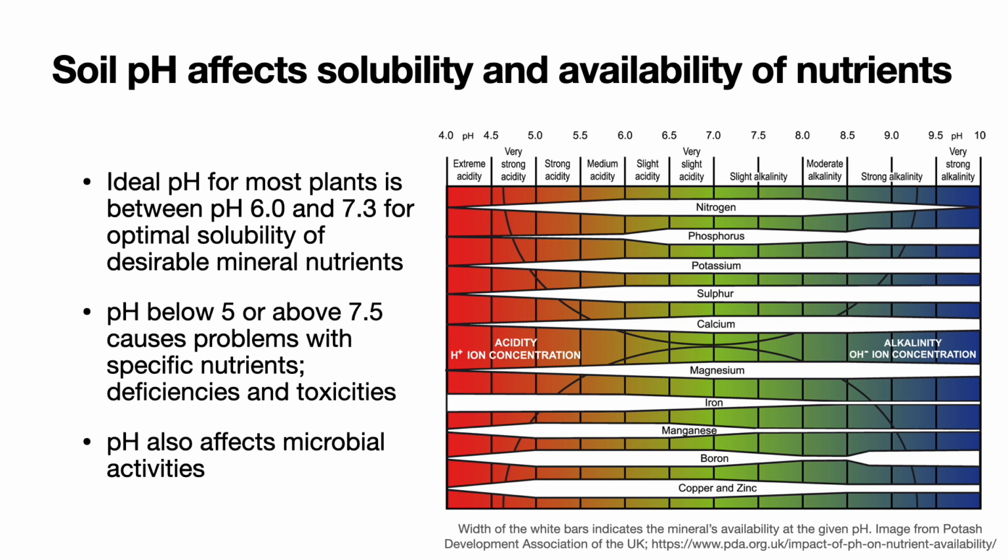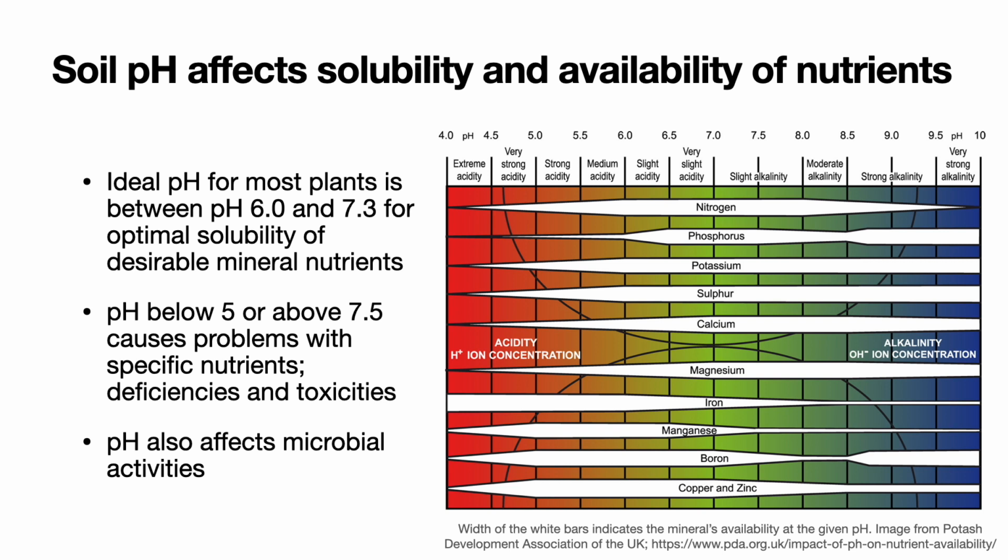In other cases, when the pH is above 7.5, there are elements that become very insoluble and become deficient. But other elements may become higher in concentration and may actually become toxic. Finally, the other important factor that pH affects is the microbial activities in the soil. And ideally, in that range of 6 to 7.3, you have more microbial activity going on.